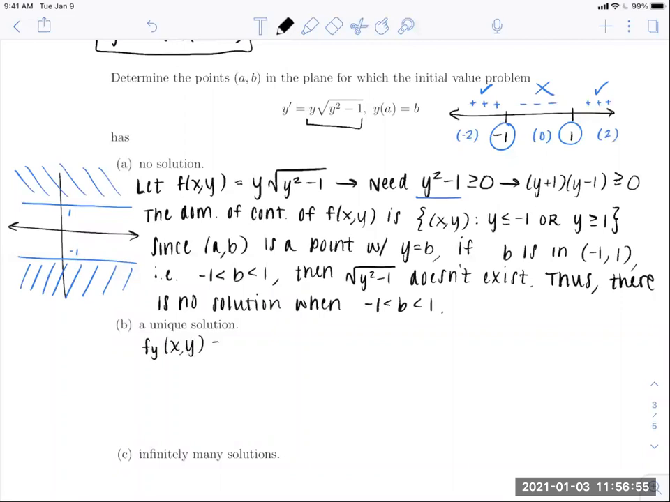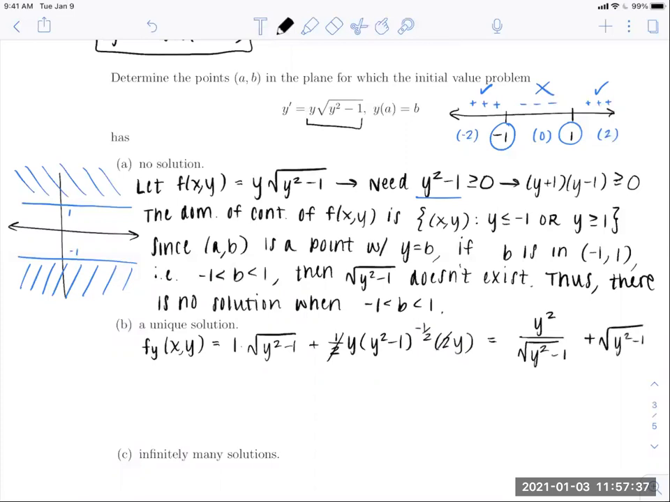So let's find the partial with respect to y. I'm going to have to use the product rule here. So this is 1 times the square root of y squared minus 1. And then, product rule again, or the other half of the product rule, 1/2 y times (y squared minus 1) to the -1/2. And chain rule gives me a 2y. So let's see, I can cancel my 1/2 and my 2, and this becomes y squared over the square root of y squared minus 1. And then don't forget the initial part, which was the square root of y squared minus 1.